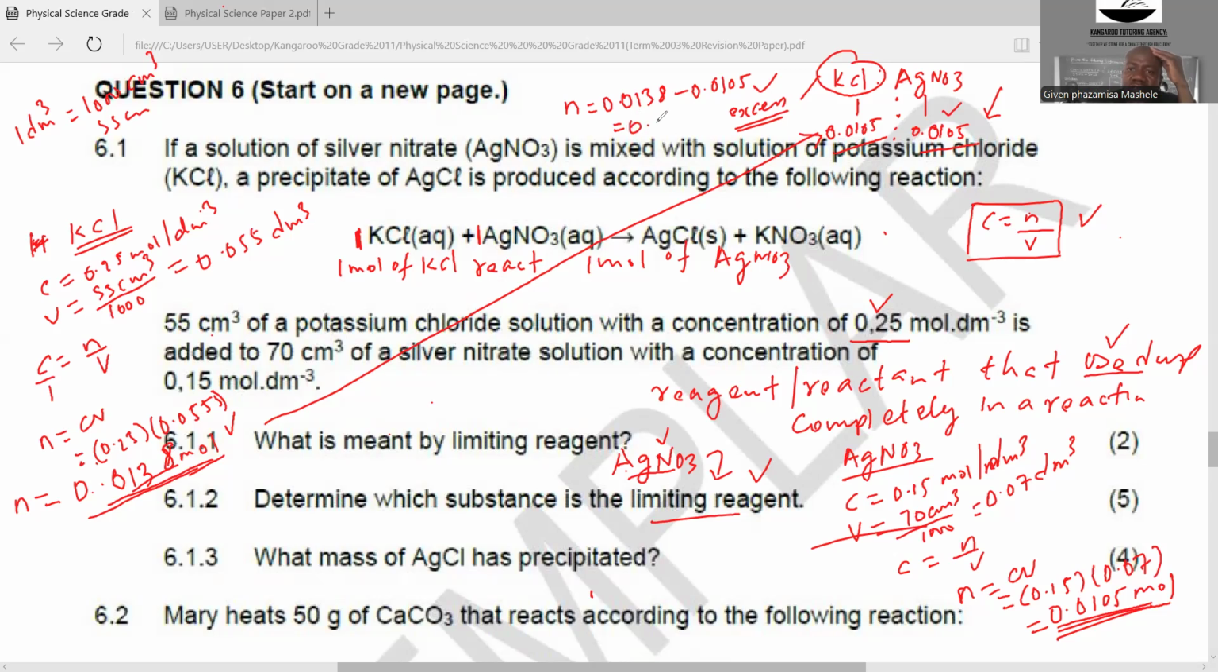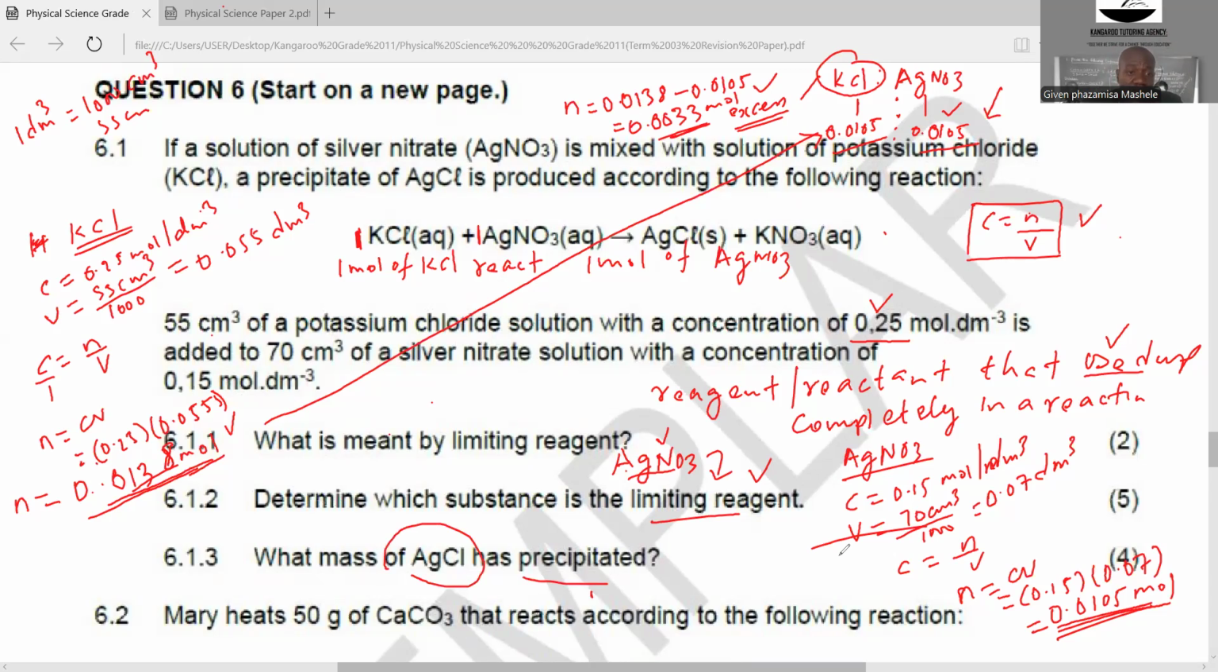So it will have an excess of 0.0033 mole. I believe you understand. Now the second question says, what mass of silver chloride has precipitated? We want to know the mass of silver chloride.